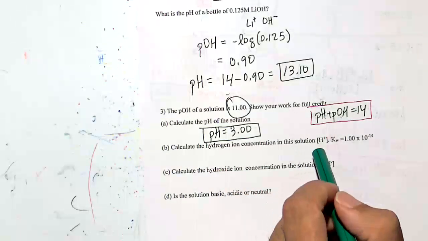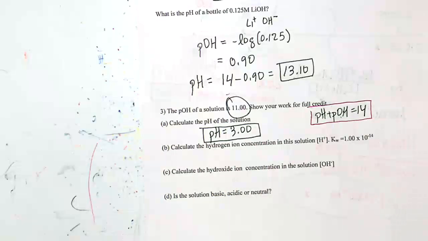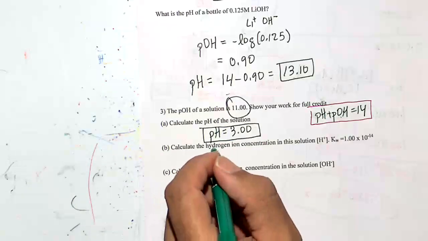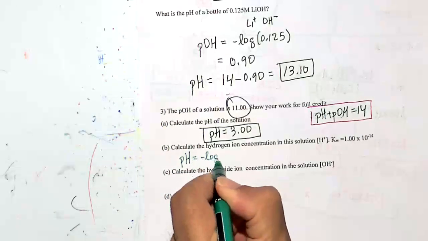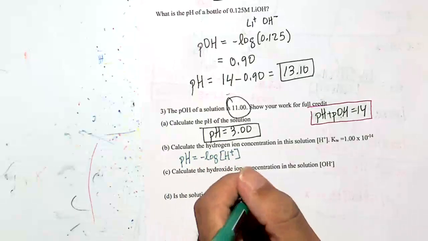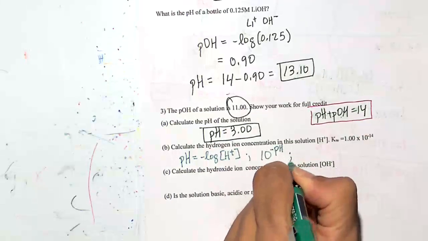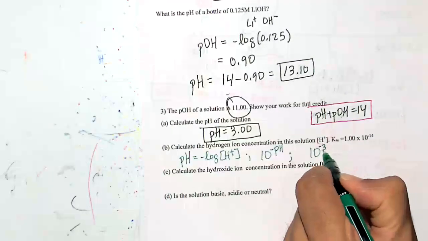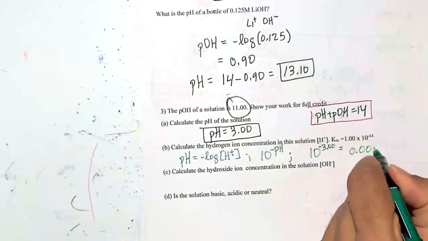Calculate the hydrogen ion concentration in this solution. The hydrogen ion concentration is H+. How will we do that? There are two ways we can do that. We have pH equal to 3. Do you guys know how to back calculate? You're going to do the anti-log on your calculator, so that's 10 to the power of minus pH. The pH is 3, so 10 to the power of minus 3 equals 0.001 molar.